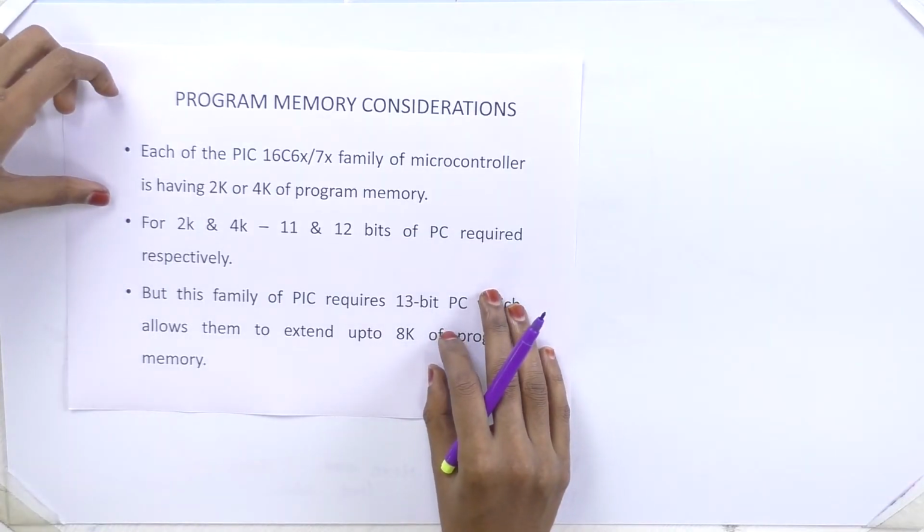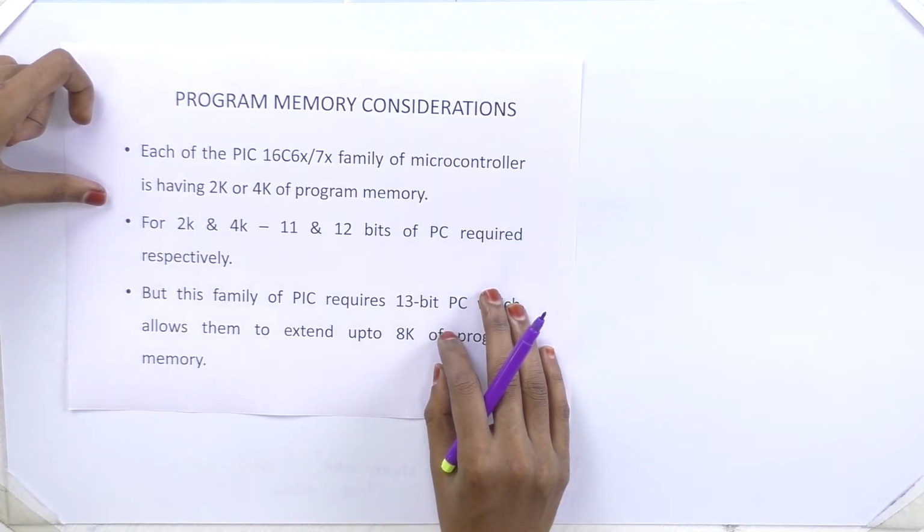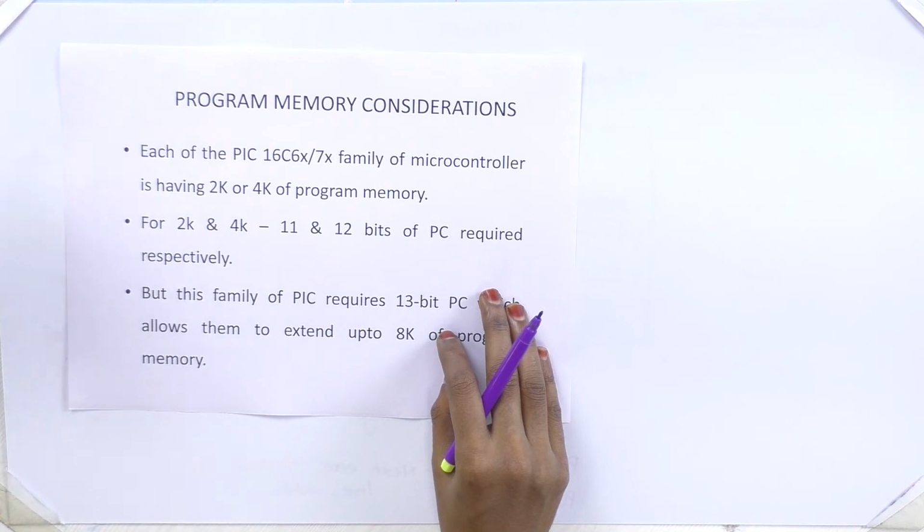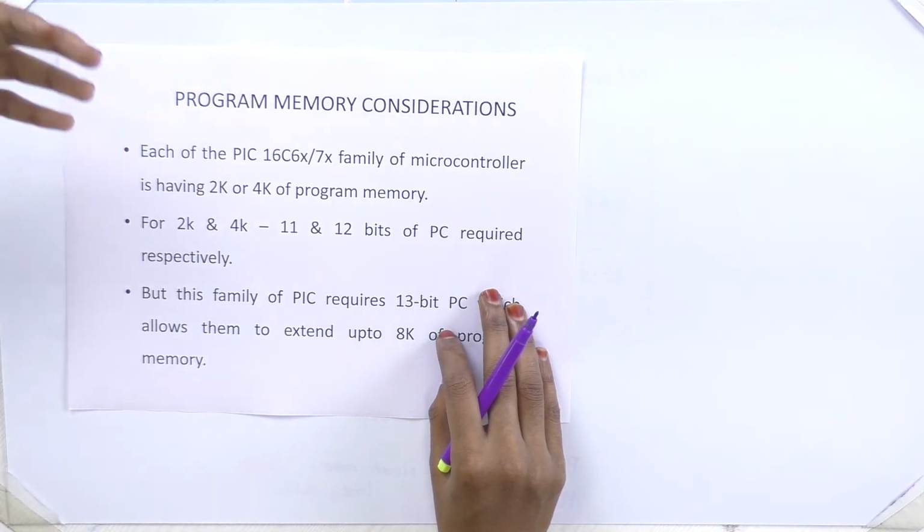Next we will see the program memory considerations. With the PIC microcontroller, we have a memory capacity of 2 KB, 4 KB or 8 KB.